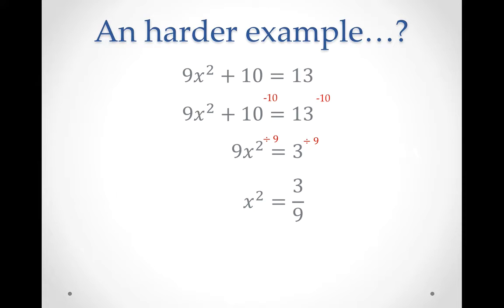Now the last thing we want to get rid of is the squared. So how do we do it? Well, we square root both sides. But as we do that, we have to remember that when we do, we will get a plus and a negative solution. So on the left hand side the square disappears and we're left with x, but on the right hand side we have a positive and a negative solution of the square root of 1 over 3, or 3/9 simplified.